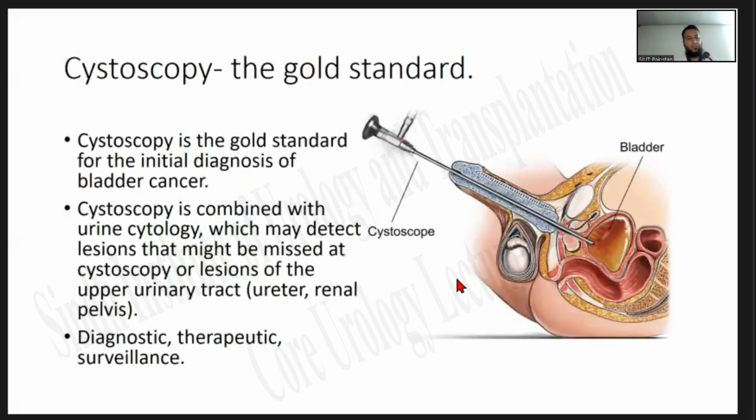As we discussed before, cystoscopy is the gold standard for the initial diagnosis of bladder cancer. Cystoscopy is combined with urine cytology, which may detect a lesion that might be missed at cystoscopy, or a lesion of the upper urinary tract. It is used for diagnostic and therapeutic surveillance.